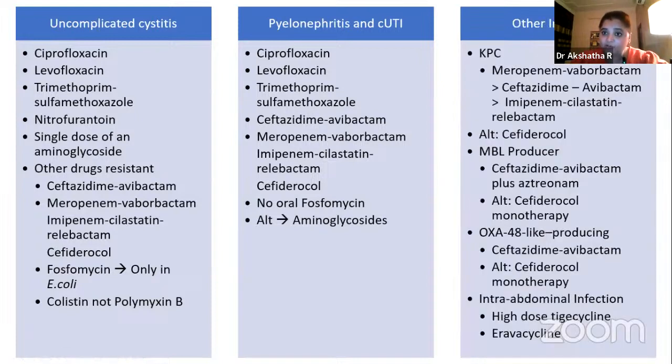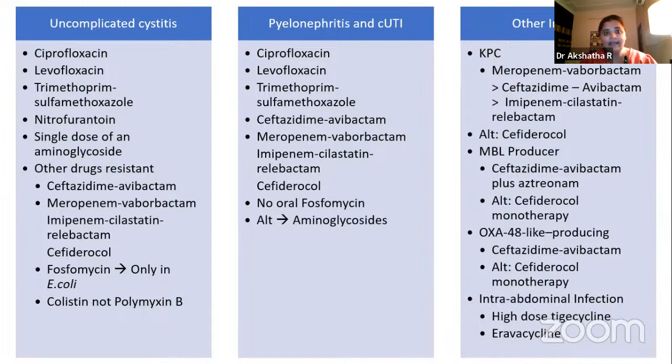For infections other than urinary tract infection, in this guidance they have specifically based it on the type of the CRE, that is, if it is carbapenemase producing, and you are seeing it as a KPC, which is predominant in other parts of the world, whereas in India we have predominant MBL production. If it is a KPC, meropenem-vaborbactam is preferred over ceftazidime-avibactam. Then the last option is imipenem-cilastatin-relebactam. Alternatively, cefiderocol can be used. If it is an MBL producer, ceftazidime-avibactam plus aztreonam can be used.